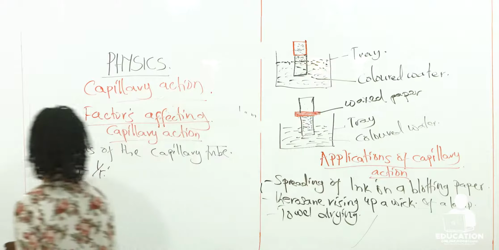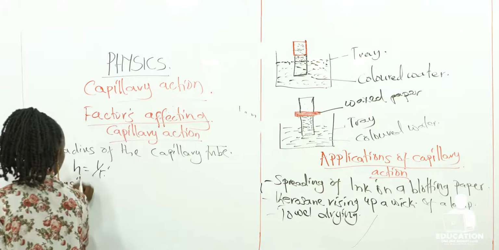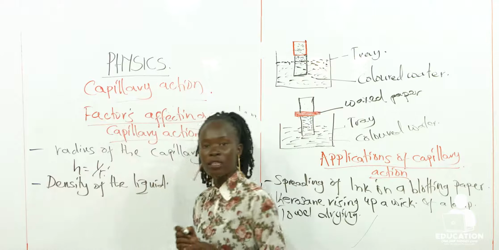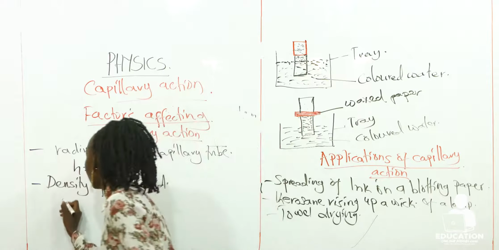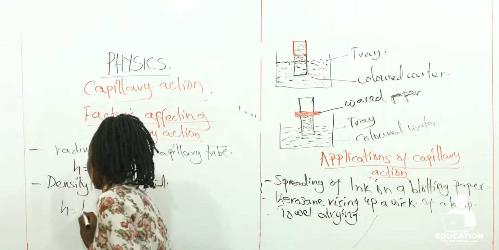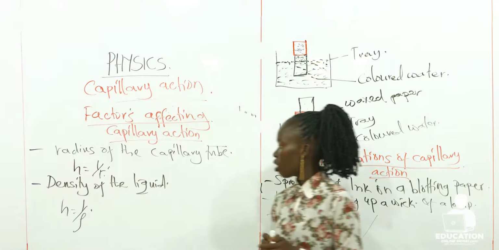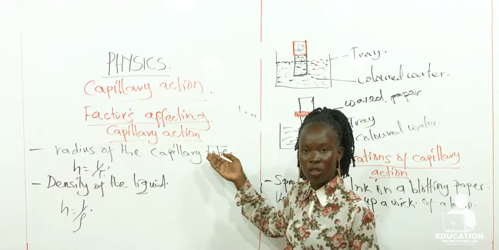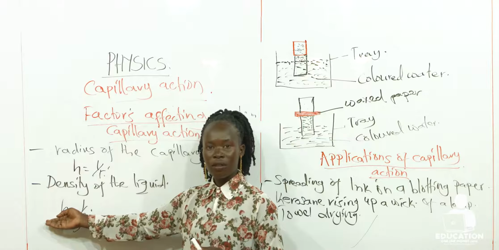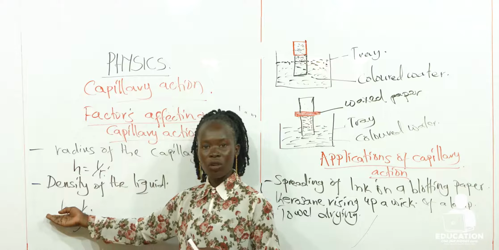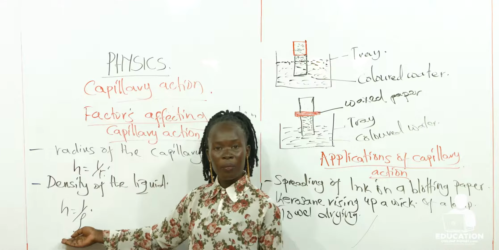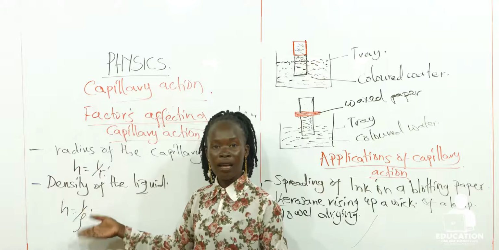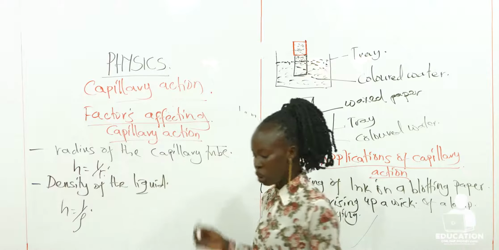So we have another factor, which is the density of the liquid. How heavy or how light is your liquid? This height here is also affected by that. It is inversely proportional to the density of the liquid. That means that the greater the density of the liquid you use to demonstrate capillary action, the lesser the rise. So if you want to increase this height during your experiment, you have to use a liquid with a lesser density.